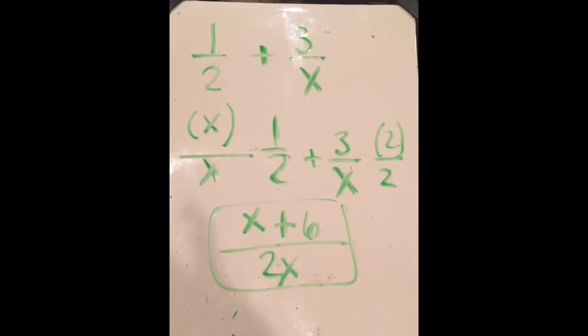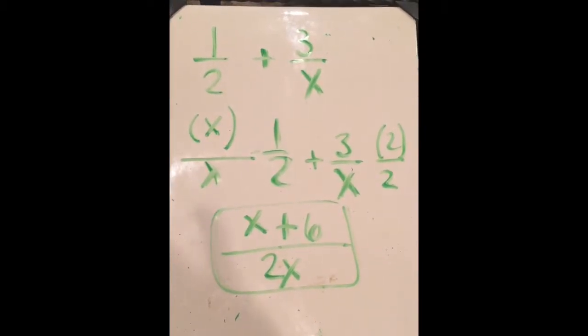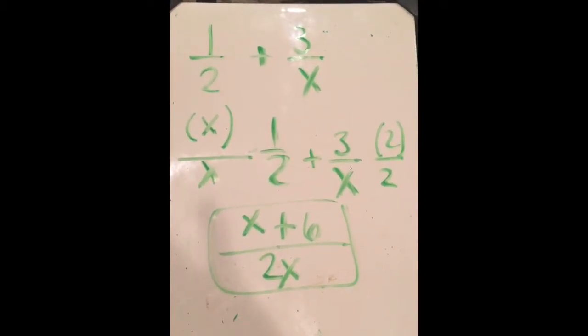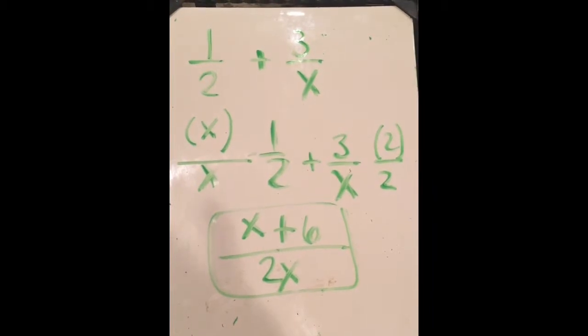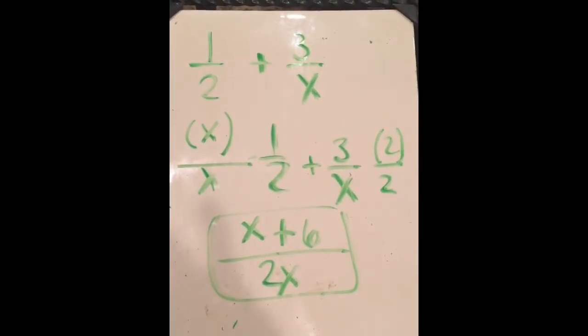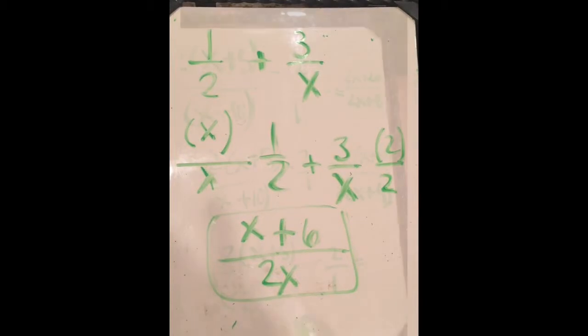So with adding expressions, you're trying to get the same denominator as the bottom number, so you would multiply by 2 and then multiply by the x, and then you would end up getting x plus 6 over 2x.